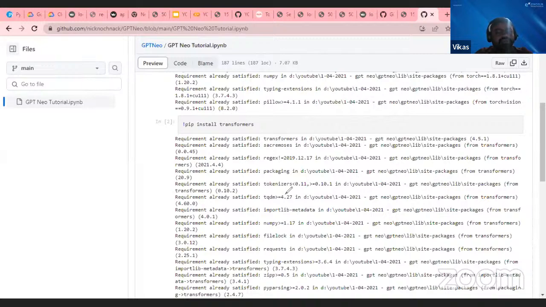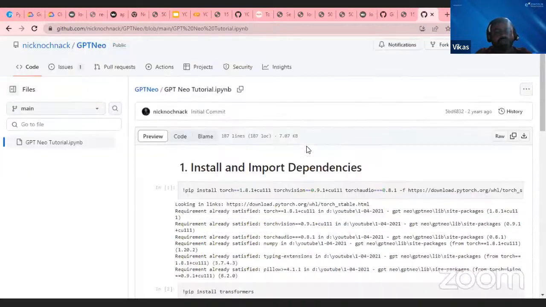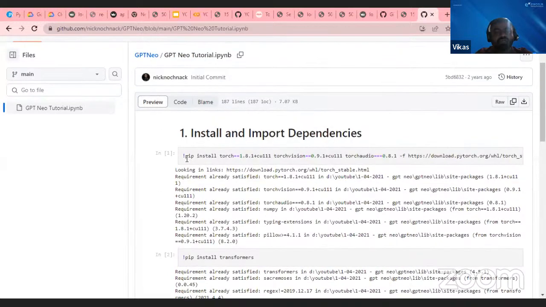This is a transformer model, so first I have to install my dependencies. Let's understand what dependencies I'm installing. I'm installing PyTorch, the PyTorch version, plus the CU111 builds of Torch Vision and Torch Audio, vision and audio. I'm downloading from this link, which is a link from the PyTorch organization.